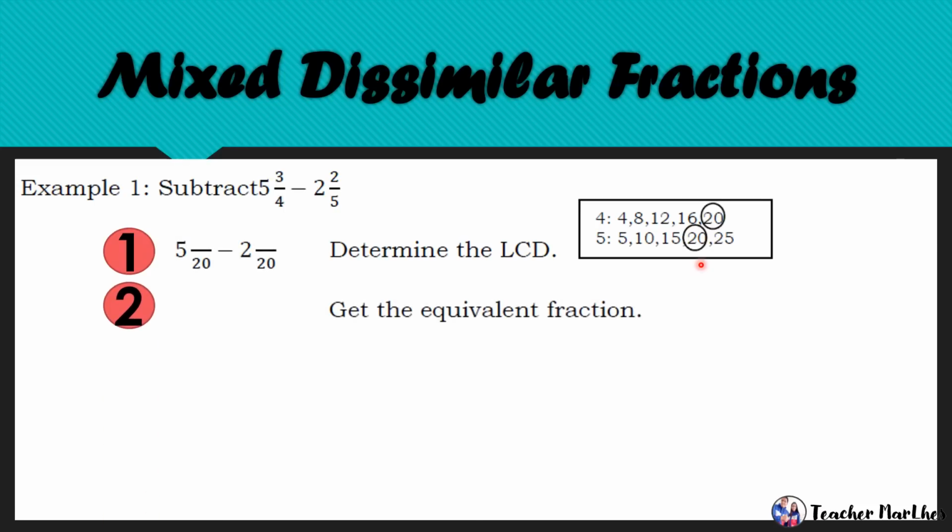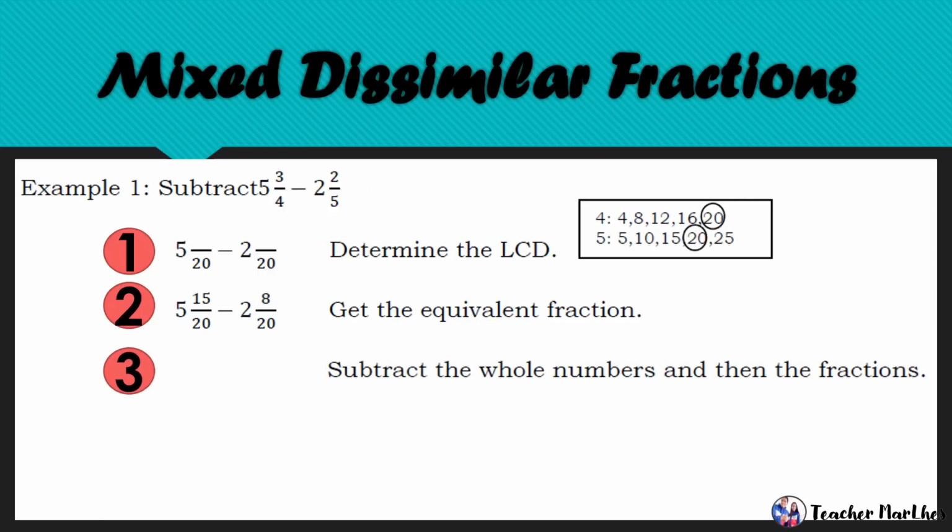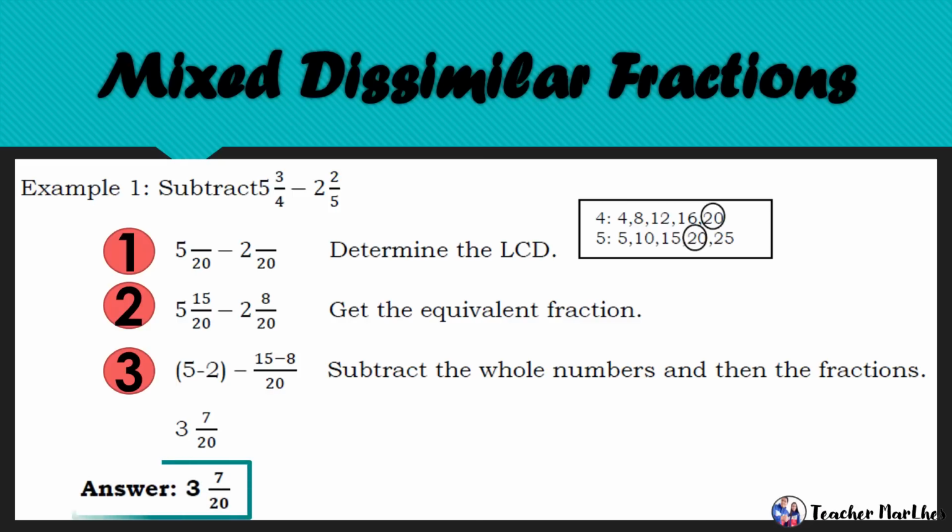Next is to get the equivalent fraction by dividing the denominator and multiplying to the numerator. 20 divided by 4 is equal to 5 times 3 is equal to 15. 20 divided by 5 is equal to 4 times 2 is equal to 8. Then, subtract the whole numbers and then the fractions. So, we have 5 minus 2 and 15 minus 8. So the answer is 3 and 7 over 20.